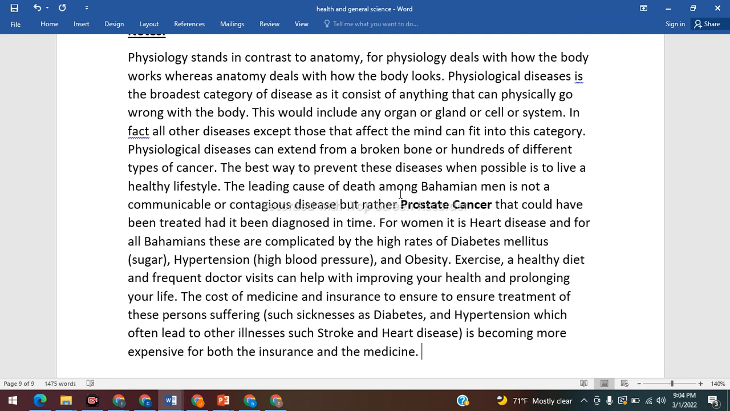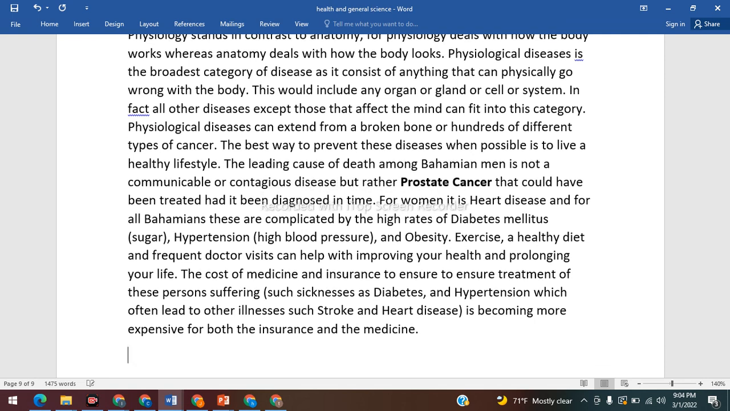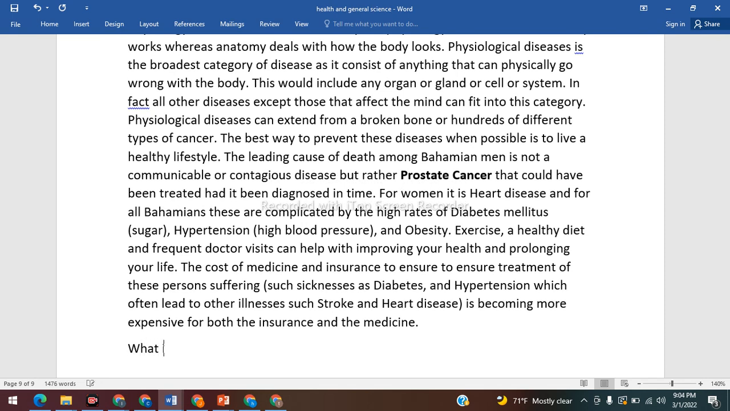Okay. Let's see. What is the difference? This is very easy. What is the difference between communicable and non-communicable diseases? All right, so what is the difference between communicable and non-communicable diseases?